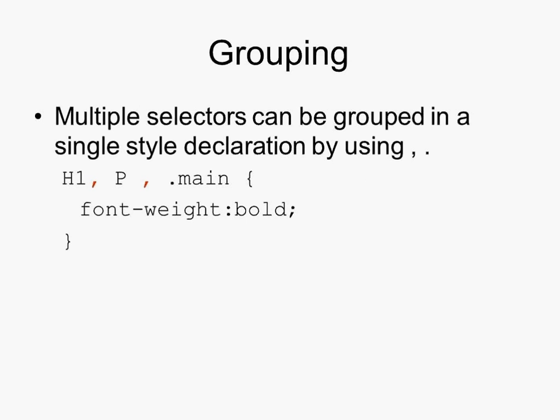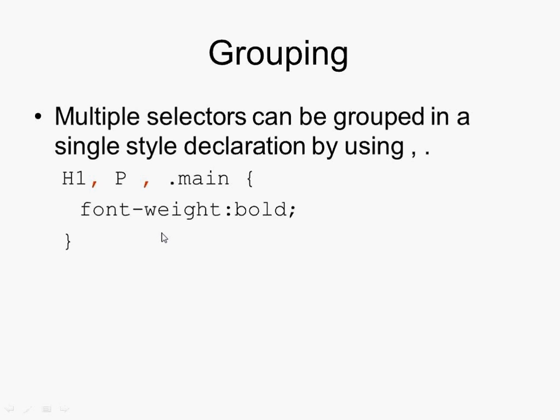So one is grouping. Commas in the selectors act like a kind of relation. It's h1 or p or main: apply these styles. The first one is tag based, the second one is also tag based. There is no restriction, you can mix them. So the first two are tag based, and the last is class based.